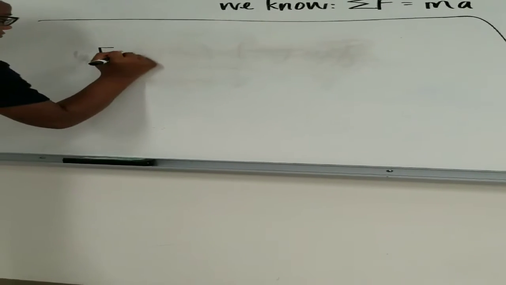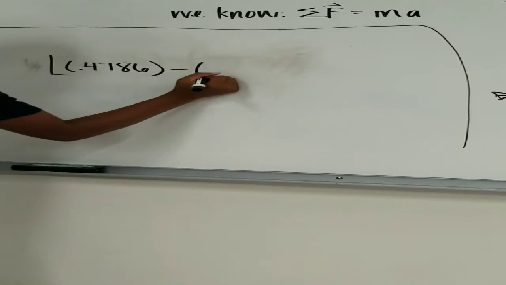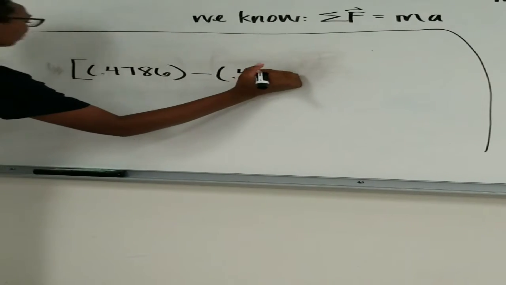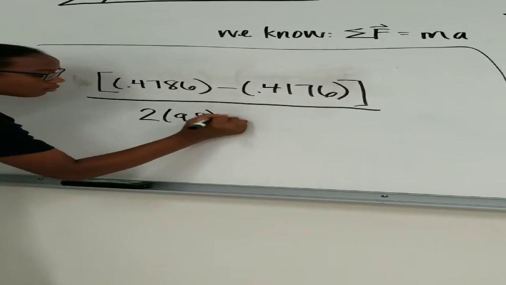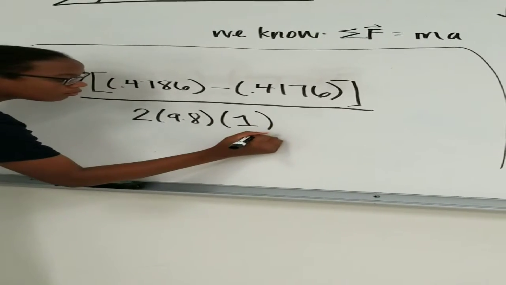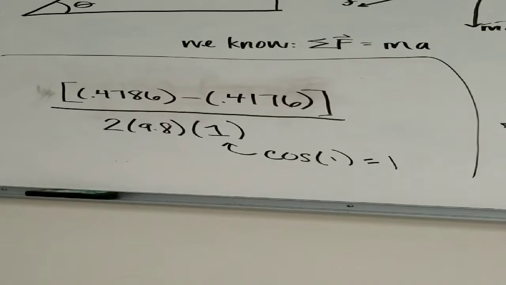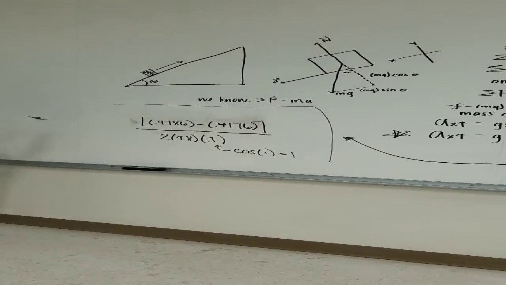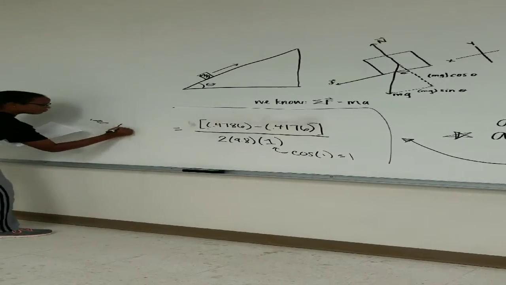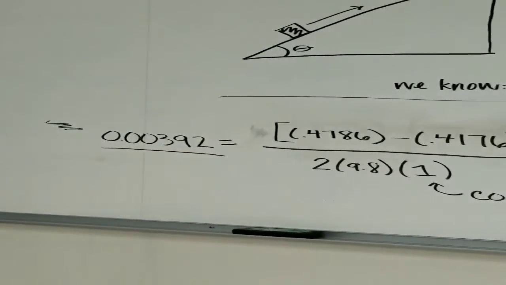Now that we have our equation, we need to plug in our information. The acceleration of the cart in the upward direction of the inclined hill is 0.4786, and the acceleration of the cart in the downward direction is 0.4176. Now we divide this by 2 times gravity times cosine theta, and theta is 1 degree. So when you plug this into your calculator, you find that the coefficient of friction of this piece of felt comes out to 0.00392.